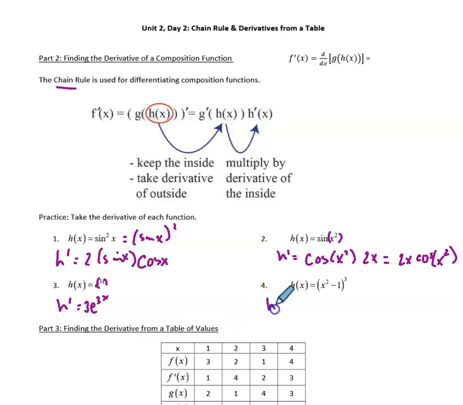Last problem. First, I need to differentiate the outside function, which is my cubic. I do that by bringing down the 3 and then dropping a degree using the power rule, and then multiply by the derivative of this inside function, and also by the power rule, the derivative of x squared minus 1 is 2x. So I can clean this up and get it to be 6x times x squared minus 1 quantity squared.